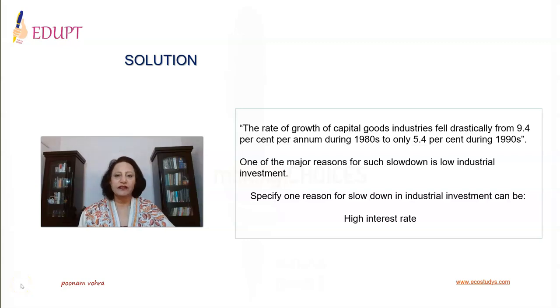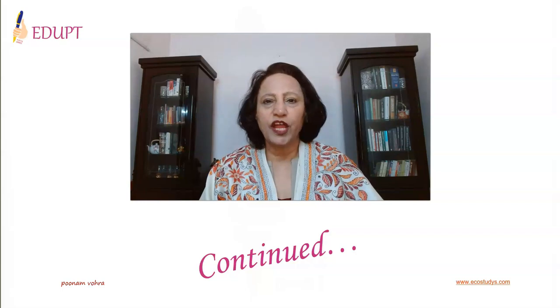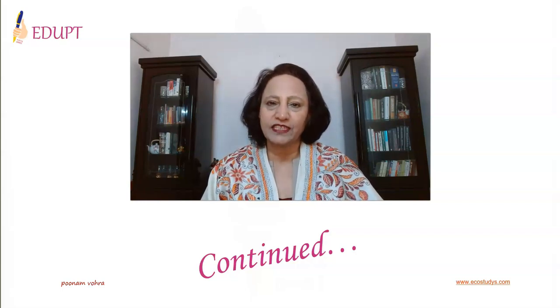Please check your answer. Slow industrial growth was mainly due to low industrial investment, and low industrial investment was mainly due to the higher interest rate charged by the banks for the loans taken by the industrial sector. So it affected the industrial growth. I hope you have understood the problems relating to infrastructure in the industrial sector. With this, the session comes to an end.